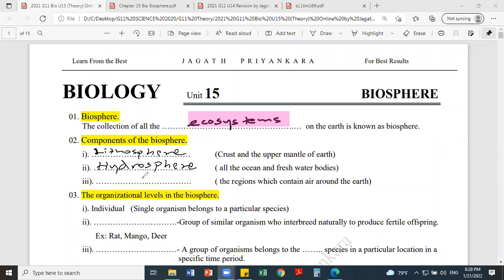Then the hydrosphere. Around 70% of the earth's surface is covered by the hydrosphere. 70% of the earth's surface is covered by what? The hydrosphere. 70% of the earth's surface is covered by the hydrosphere. Right. Then next one.